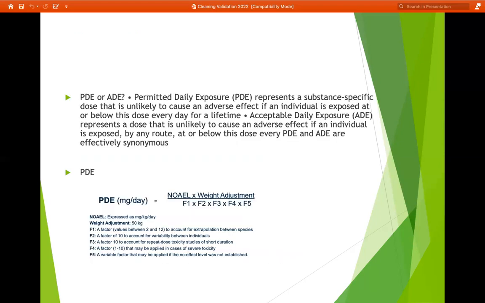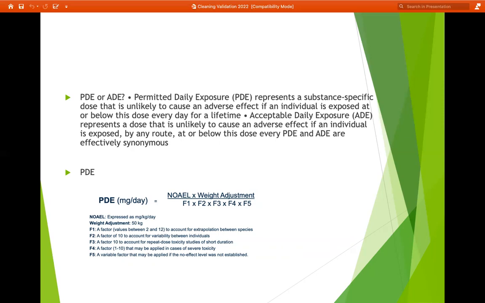Now for cleaning validation, you may establish certain criteria based on the concept of PDE or ADE. Permitted daily exposure limit, PDE, represents a substance-specific dose that is unlikely to cause an adverse effect if an individual is exposed at or below this dose every day for a lifetime. Acceptable daily exposure, ADE, represents a dose that is unlikely to cause an adverse effect if an individual is exposed by any route at or below this dose. PDE and ADE are effectively synonymous.